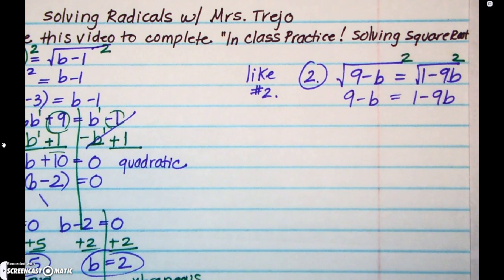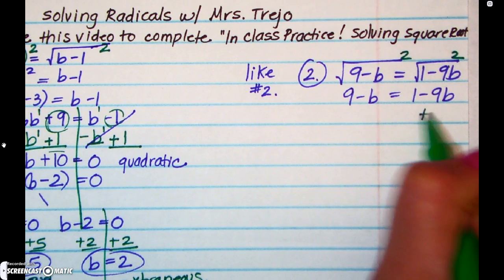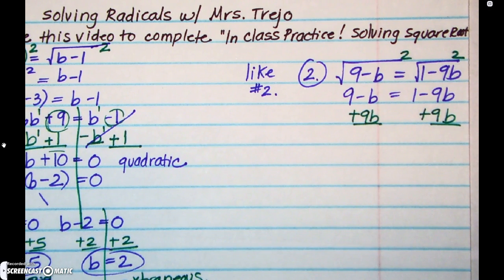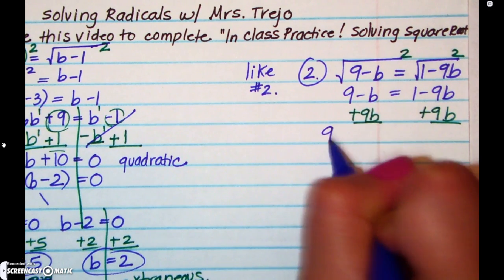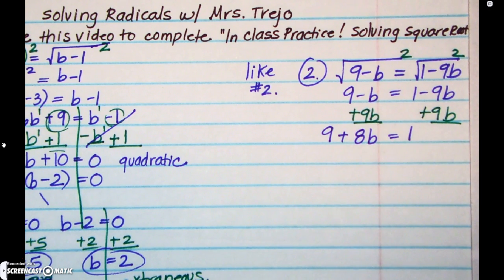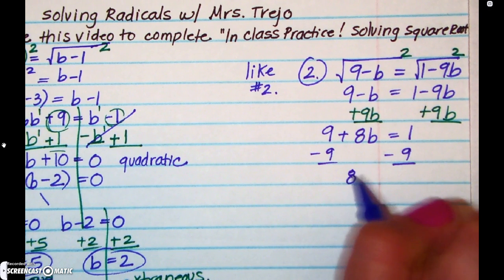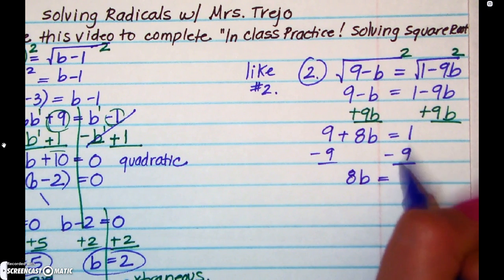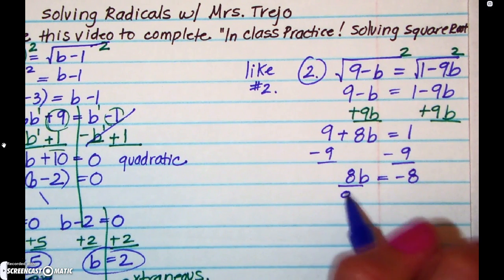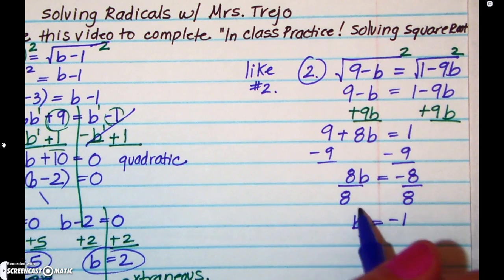Well, now our job is to get all the b's on the same side. So I think it would be easier to move 9b to the other side so that we get rid of the negatives. So we have negative b plus 9b is equal to 8b is equal to 1. In order to solve for b, I got to get rid of the 9. And so now I'm left with 8b is equal to 1 minus 9, which is actually equal to negative 8. If I divide both sides by 8, you get b is equal to negative 1.